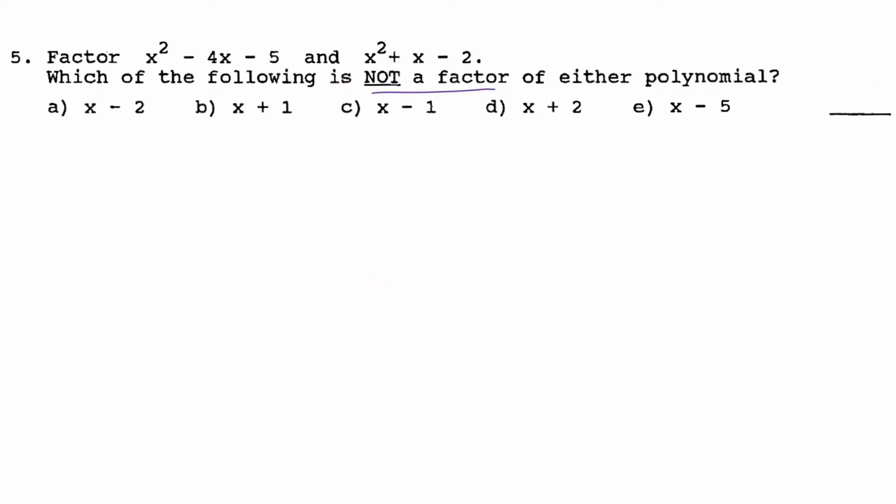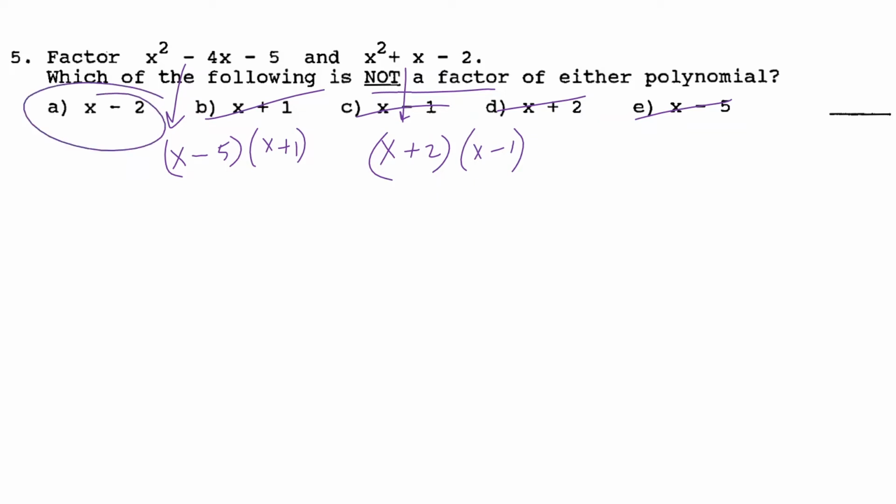All right, so for the first one right here, I'll just say it's equal to x minus 5 times x plus 1. Now this one right here is equal to x plus 2 times x minus 1. So x minus 5 out, x plus 2 out, x minus 1 out, x plus 1 out. It's x minus 2. A.